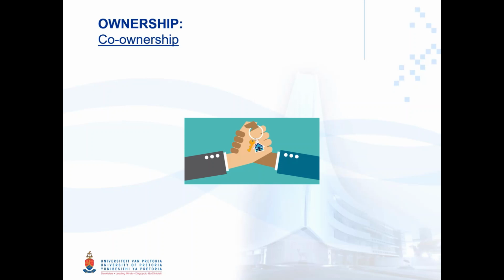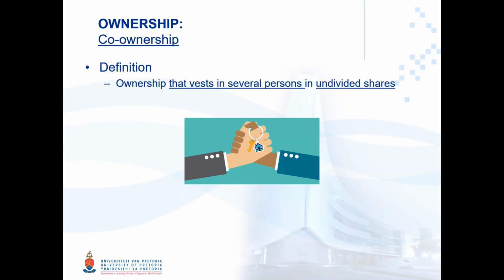Now let's turn to the concept or definition of co-ownership. Co-ownership, also known as joint ownership, is the ownership that vests in several persons in undivided shares. In other words, it refers to the ownership that allows a thing to be owned by more than one person at the same time in undivided co-ownership shares. This means that in terms of co-ownership, each co-owner has the right to a share in the entire thing.